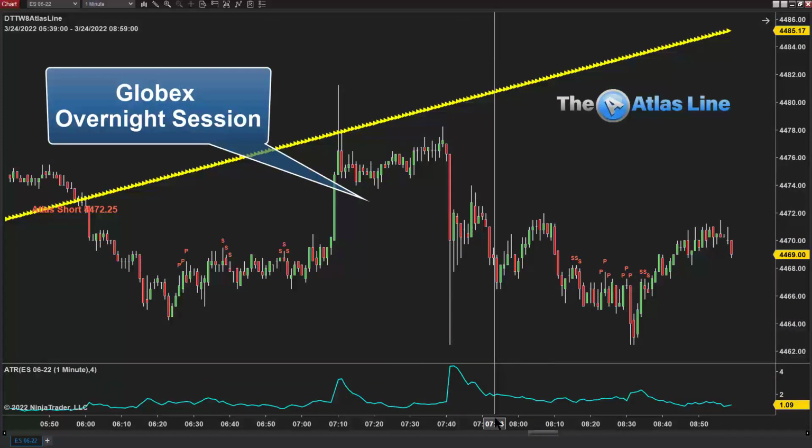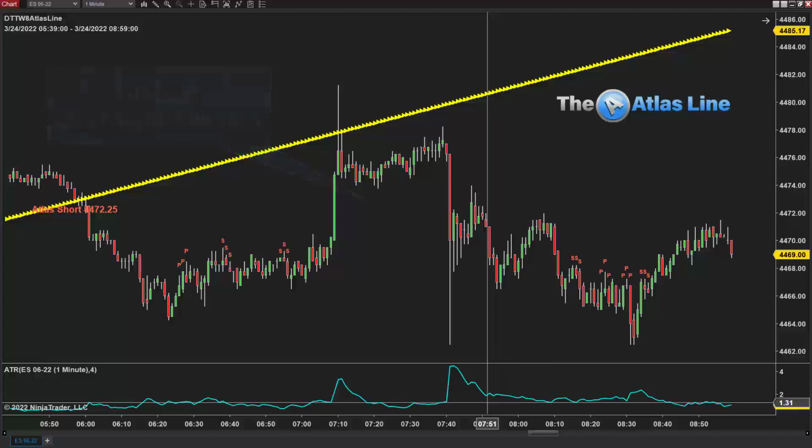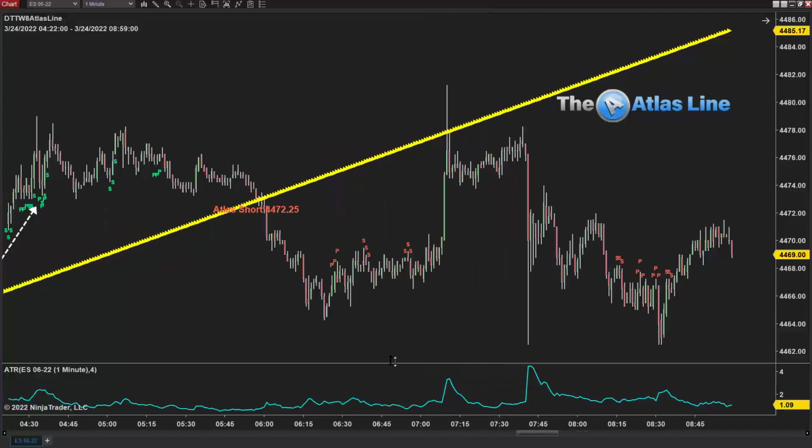So the Atlas line can be traded on any market as long as it has movement, and overnight, after hours for the international traders, even the day session for the US traders if they want to look at both.